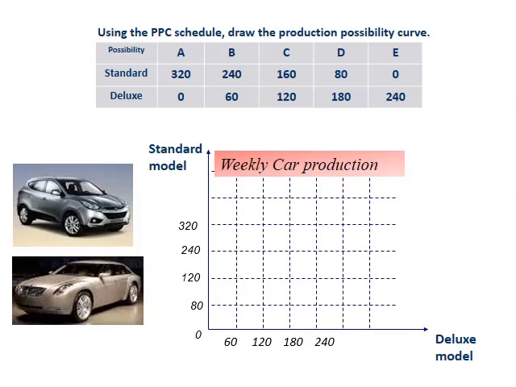Work out our scale, which is very simple to do from the figures. And then first combination or possibility, A, B, C, D, E. Connect the points up and we have a straight line. Simple.